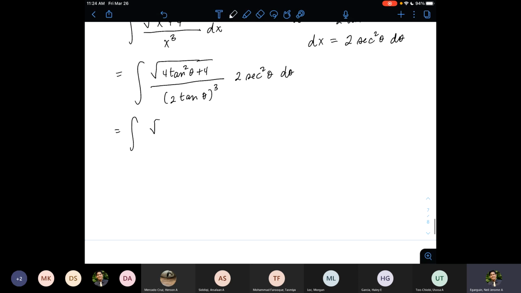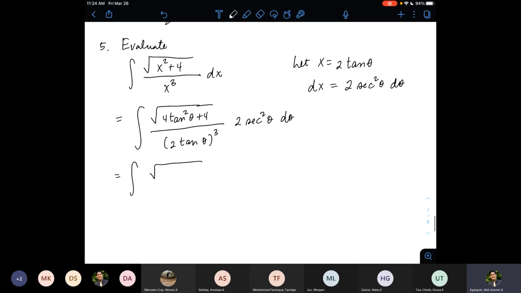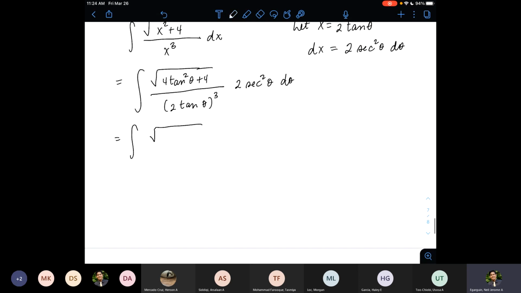Well, the reason why you have an extra 2 here in your trig sub is so that you can factor the common scalar in front of the terms inside the radical. So you'll have the square root of 4 times tangent squared theta plus 1, all over 8 tangent cubed theta, times 2 secant squared theta d theta.